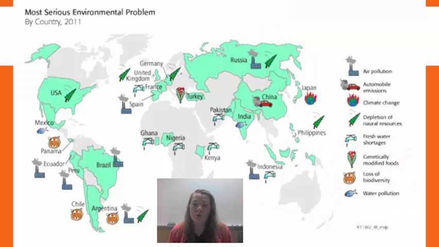So if we look around the world, we can see the most serious environmental problems are different depending on where you are. In the United States, right now, our main concern is the depletion of natural resources. And that's the same for much of Europe. If we look at places like Russia, we're also dealing with air pollution, and in China, they're dealing with automobile emission issues. And that's because we're adding too many pollutants to the atmosphere, and in China those are mostly coming from cars, whereas in Russia it's mostly coming from industry.